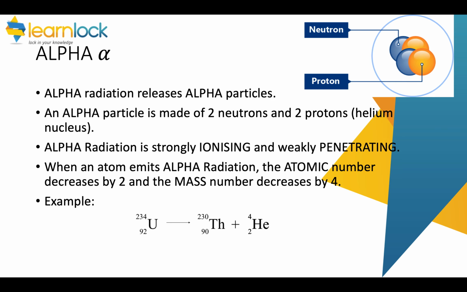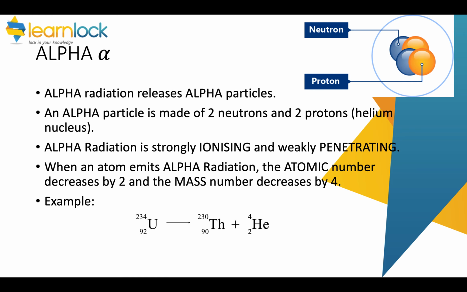First of all, alpha. Sometimes the symbol looks like this. Alpha radiation releases alpha particles. An alpha particle is made of 2 neutrons and 2 protons, shown here. So it actually looks the same as a helium nucleus. Alpha radiation is strongly ionizing and weakly penetrating.